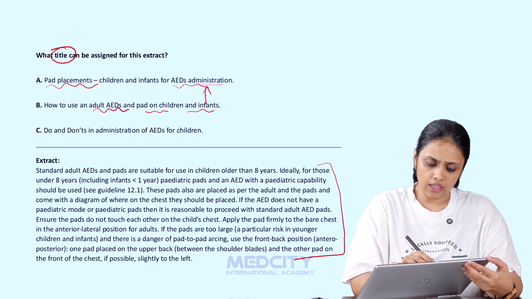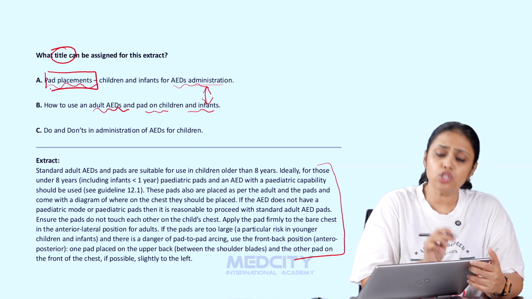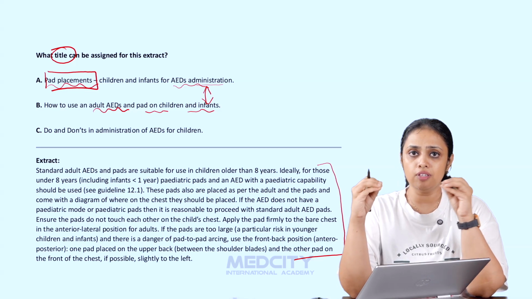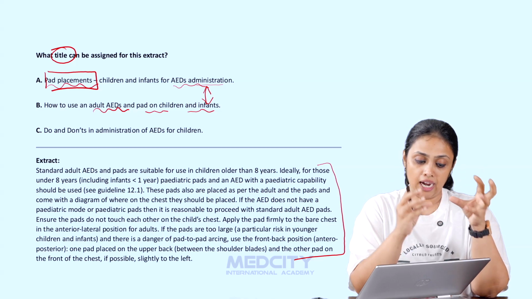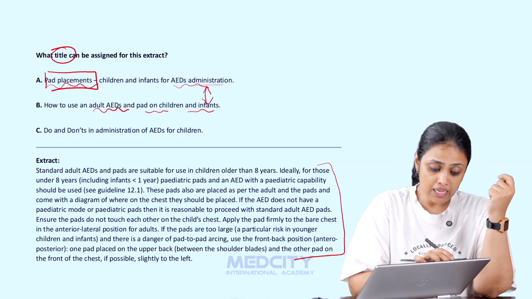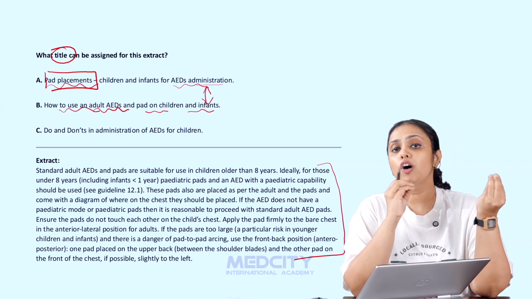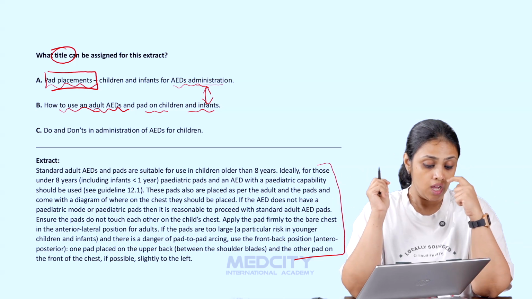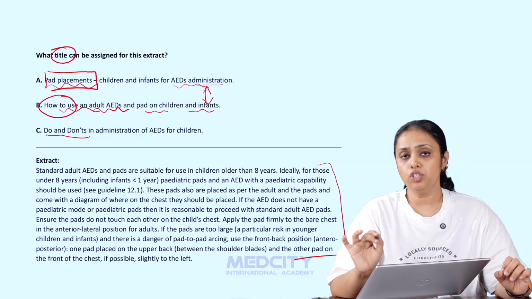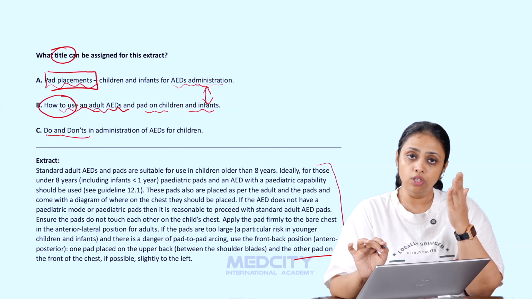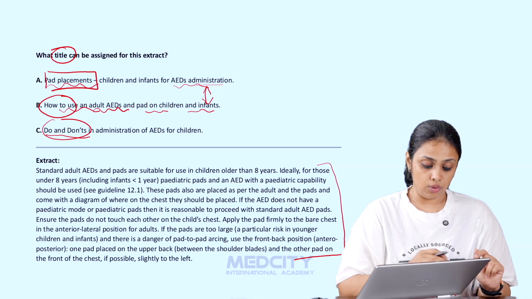So now you might find similarity, but here in option A, it is narrowed down just to the pad placement. Now these pads are just a part of this AED. So option A says that this extract is all about how to place the pad on children or infants. Now option B says that generally it is about how to use an adult AED and pad for children or infants, the general usage. Then option C says do's and don'ts in administration of AEDs for children. Is the extract listing out the do's and don'ts? Let's go through the extract.